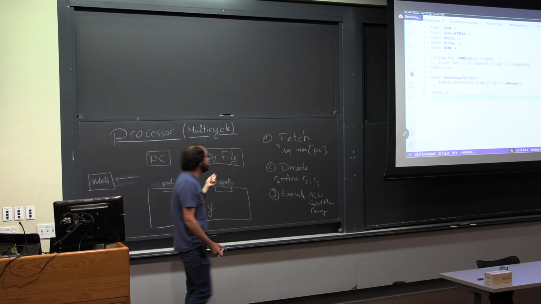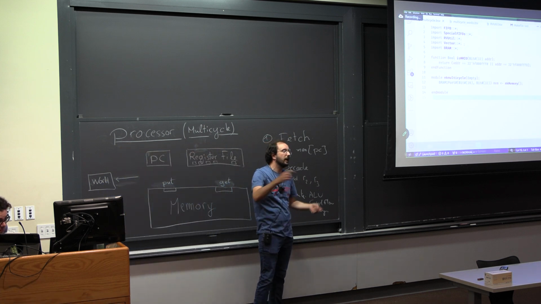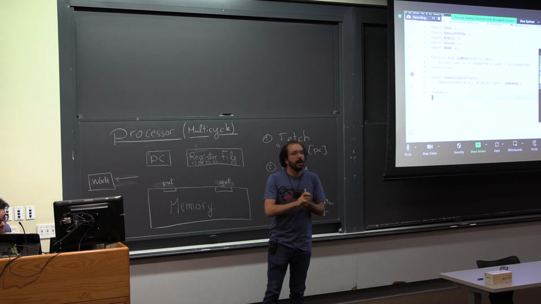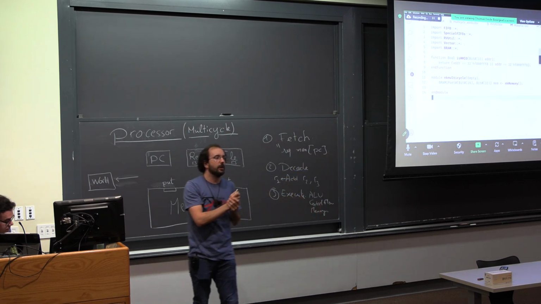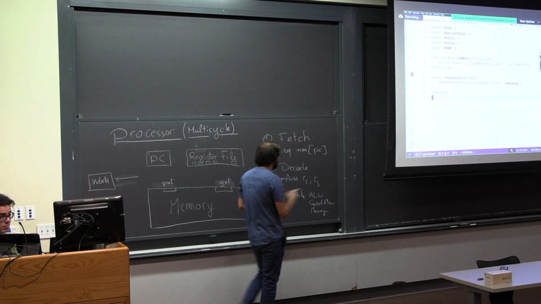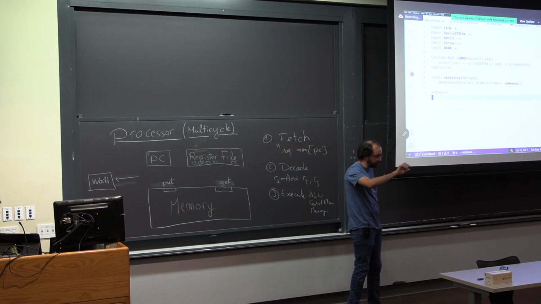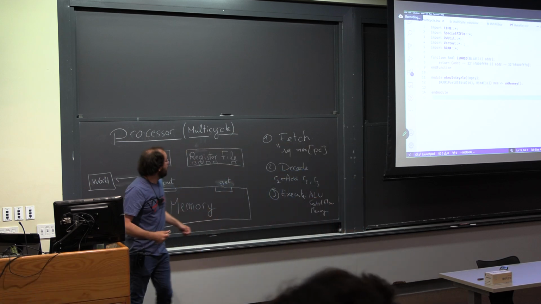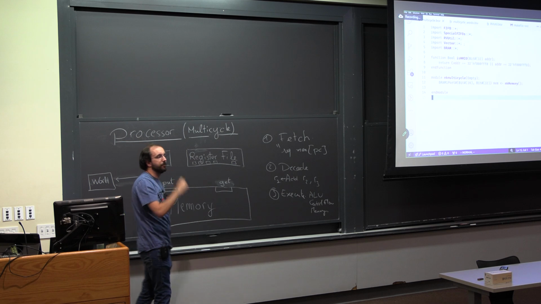In most situations, the next instruction is just PC plus 1, actually PC plus 4, because instructions are 32 bits and addresses are bytes. So the two bottom bits are always zeros in the addresses for an instruction. And then we start, rinse and repeat, okay?